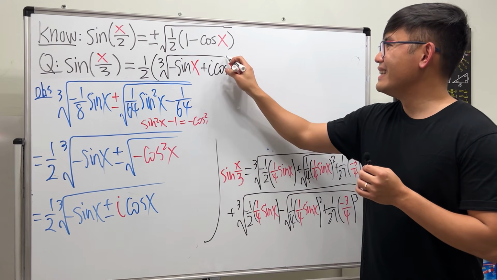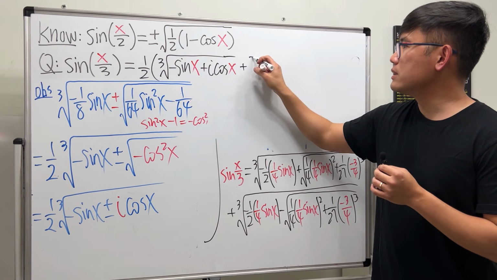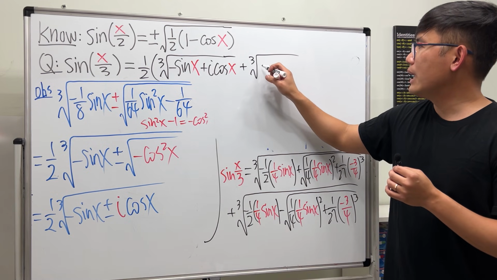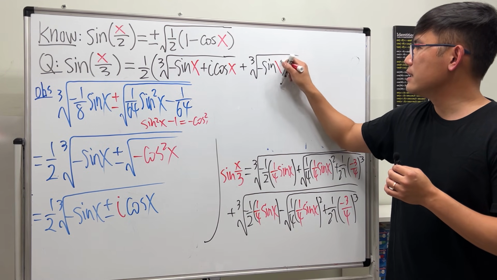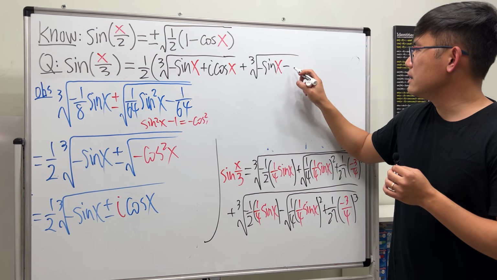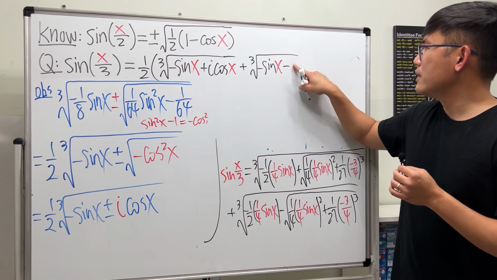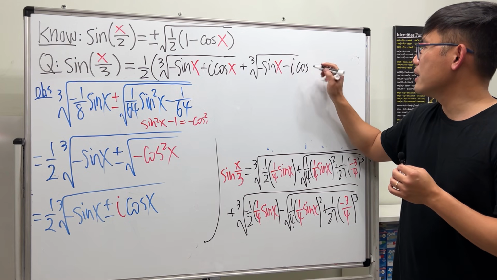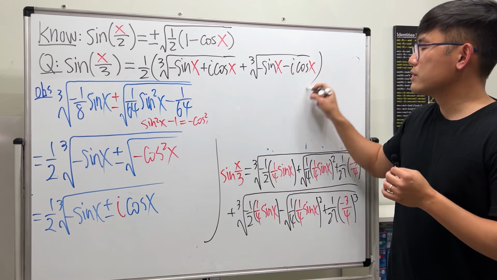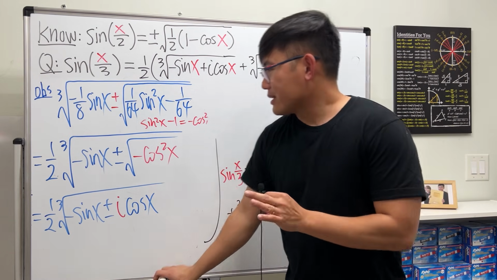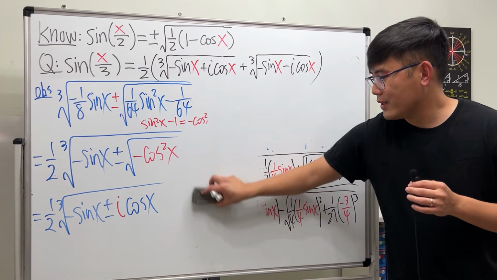Pretty good, huh? And then we are going to combine it with another cube root, and then we have negative sine x, and then minus I cosine x. Oops, I shouldn't put I in red. I cosine x. So just like that. All right, good. Now, what do we want to do with this?